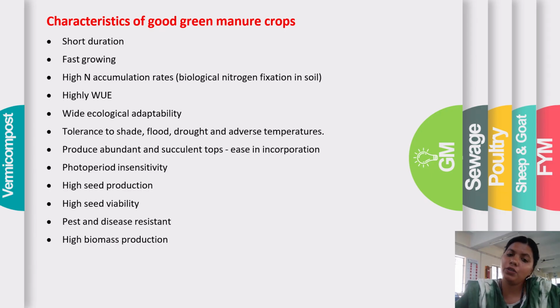It should be tolerant to shade, flood, or even drought and adverse weather conditions, and it should provide abundant tops, which is very good for incorporation. It should be photo insensitive, with high seed production and very good seed viability. And very importantly, it should be pest and disease resistant, and it should not pass over any pest and disease to the next sown crop plant, and should produce high yield.